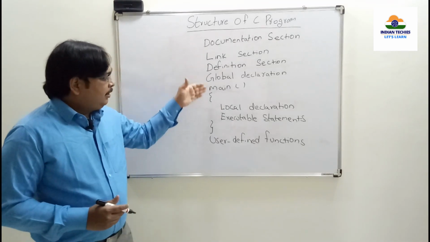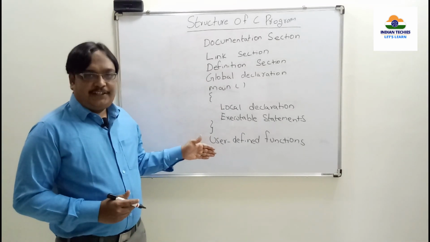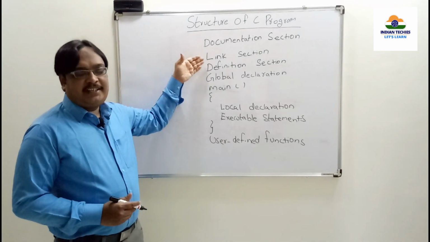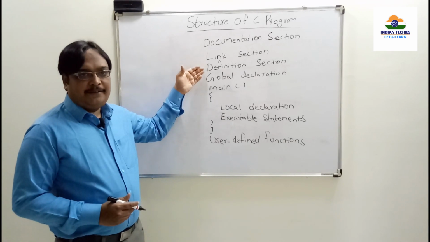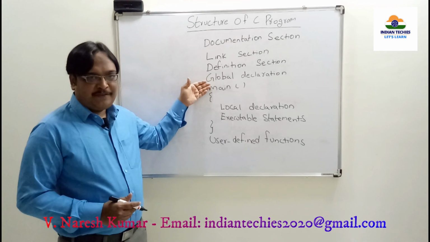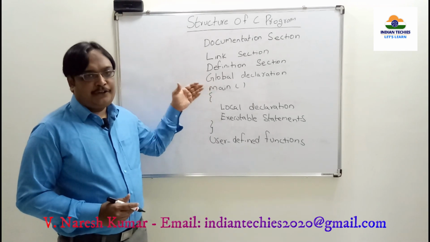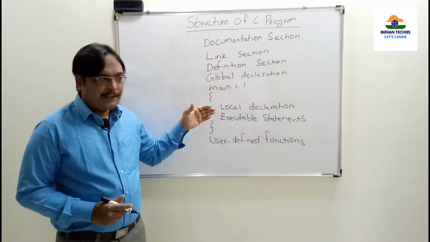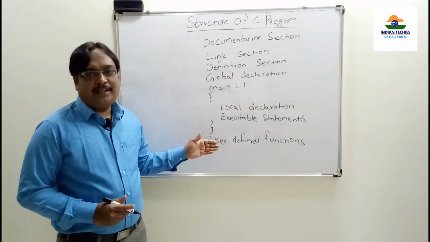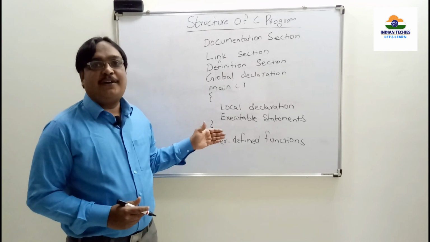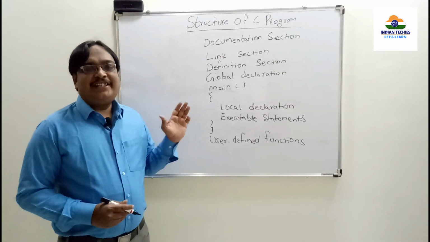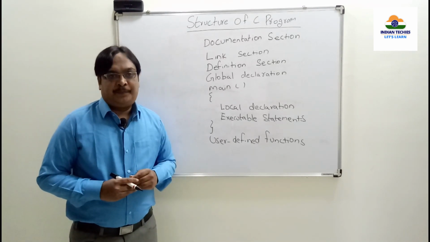These are the sections that Dennis Ritchie has mentioned. Coming to the first one, documentation section. Second one, link section. Third one, definition section. Fourth one, global declaration section. Next, main function. Inside the main function, you will be having local declaration, executable statements, and once the main has been completed, you will be having the last one, that is called user defined functions. Right? Now, we will discuss each and every section in detail.